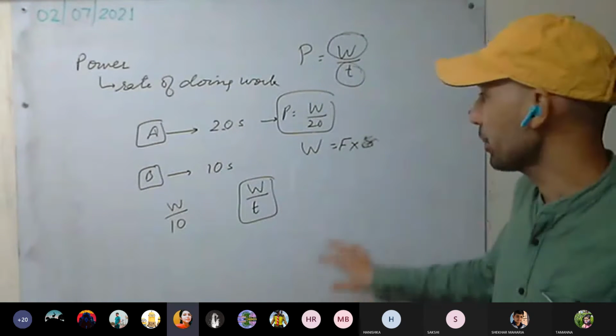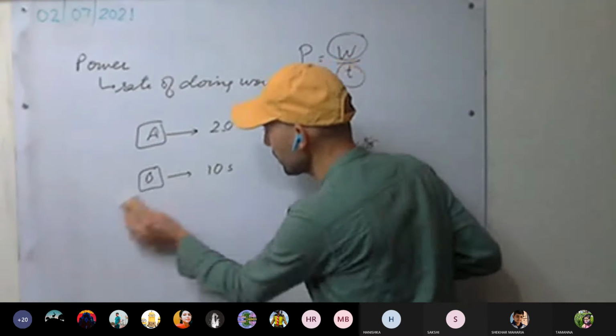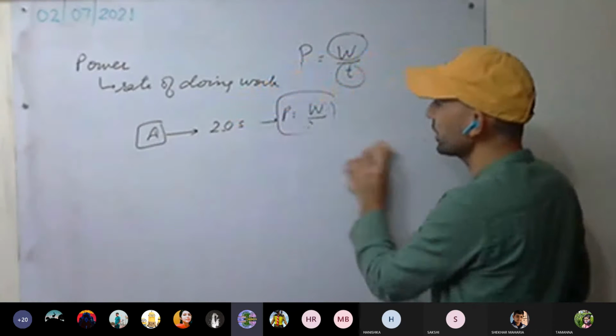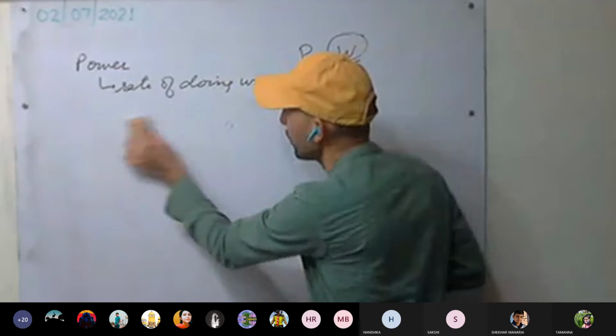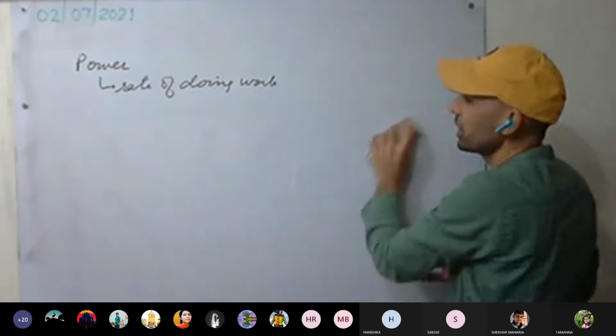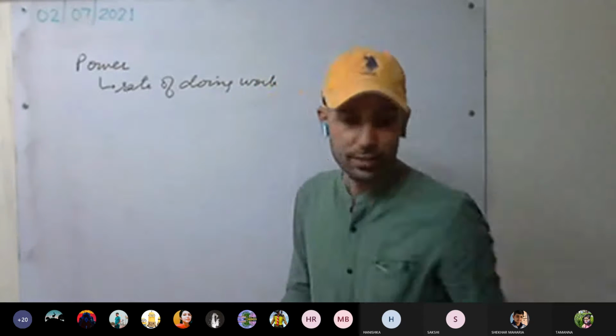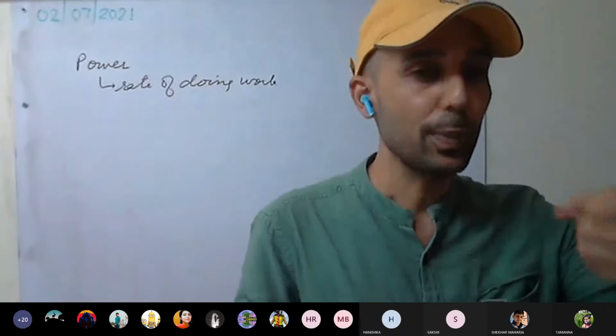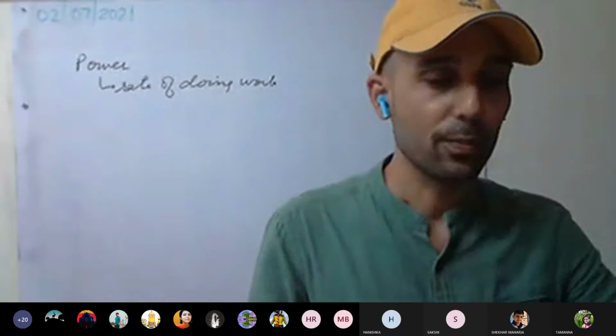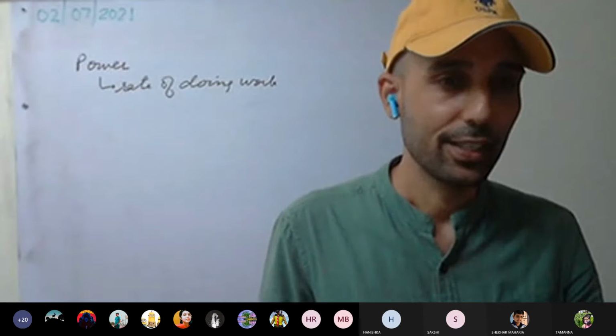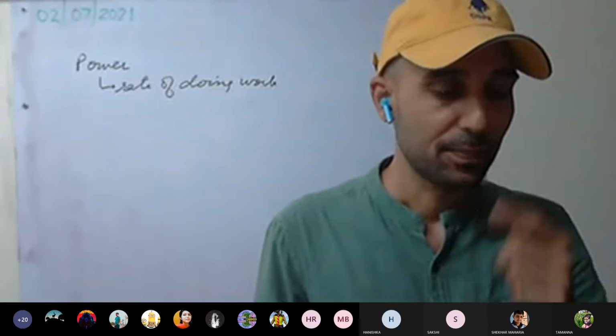Any doubt you have regarding power? Yes, sir. So one who spends more power will do the work faster. Power means energy spent per second. If you are spending more energy per second, you will do the work fast.